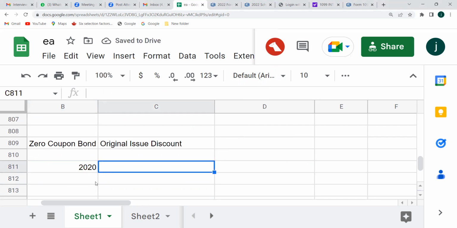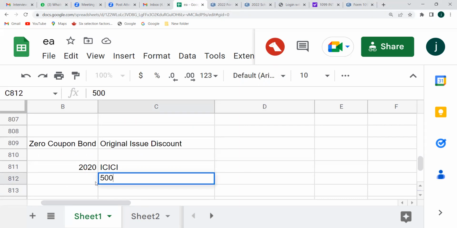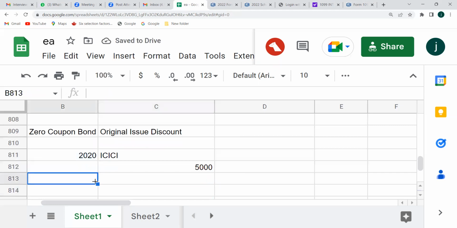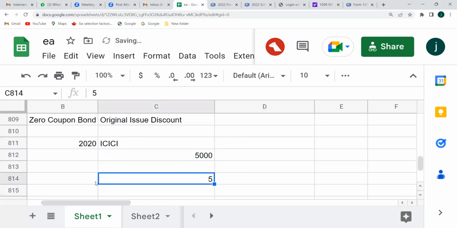One bank is there, the bank name, for example only I'm saying. We had deposited in ICICI Bank in the year 2020. It is in a bond only, the amount is 5,000 US dollars. Now there will be some tenure for the bond. The bond tenure will be 5 years.